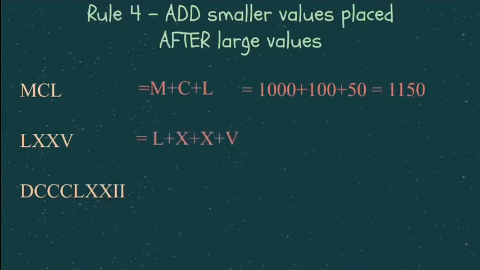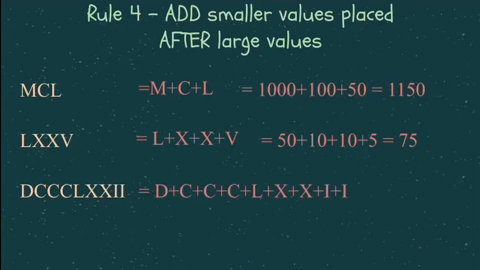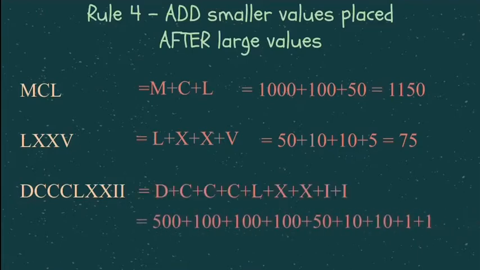Next example, LXXV. The values are 50, 10, 10 and 5. So the sum gives 75. Next example, all of them are in descending order. So you have to simply add their values, and this is the representation for number 872.